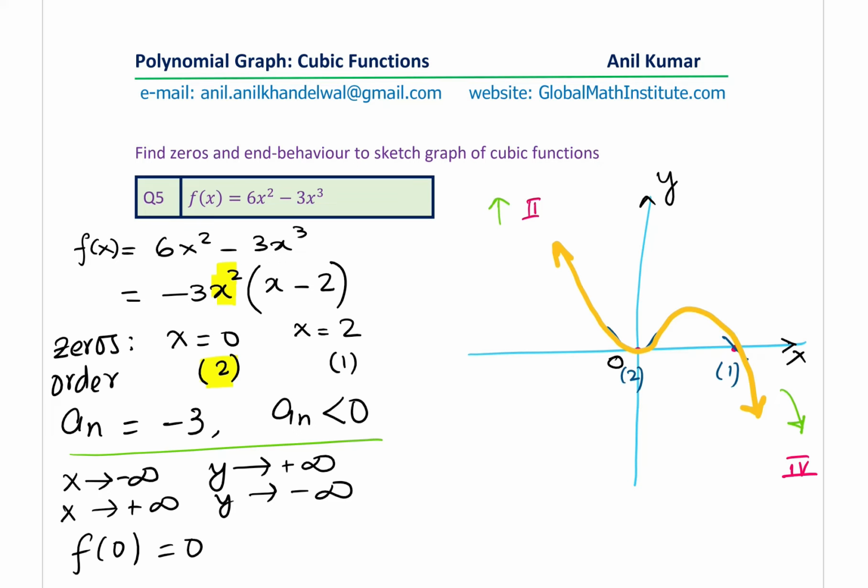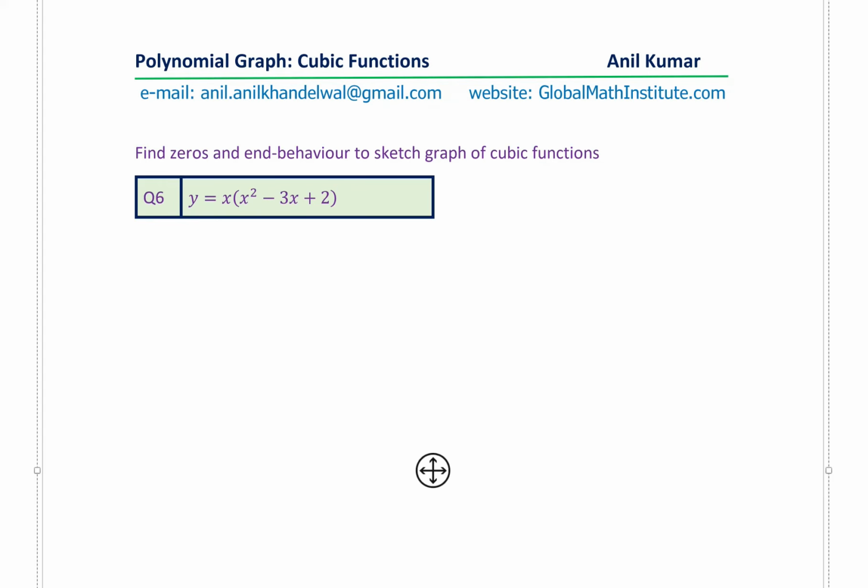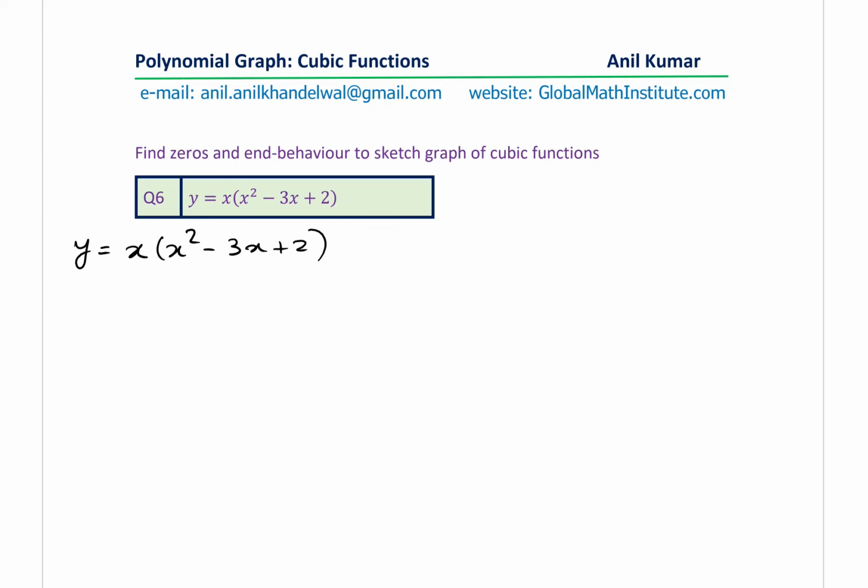I'd like you to now pause the video, copy this particular equation, and sketch the graph. You need to factor to find the zeros first. So let's begin. y equals x times x squared minus 3x plus 2. So that is product and sum. We could write this as x times 2 times 1, both negative, right? So we get 3 factors, all are linear.